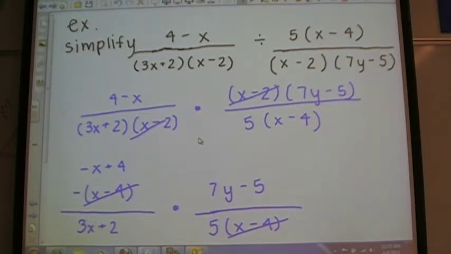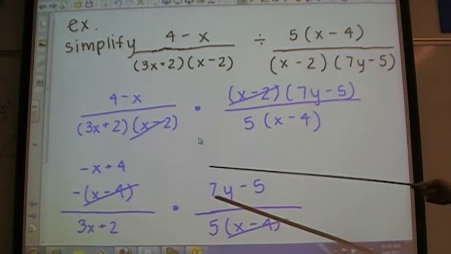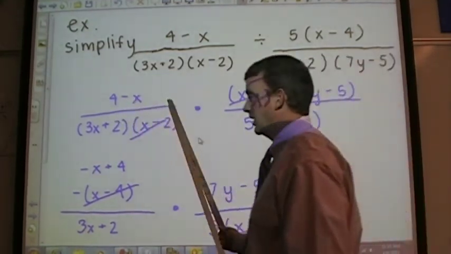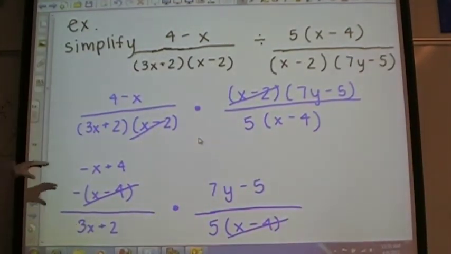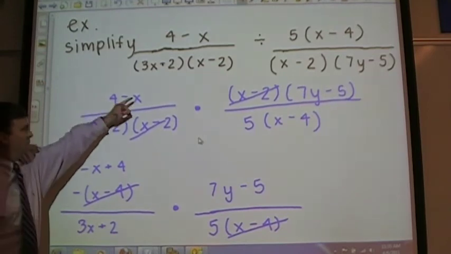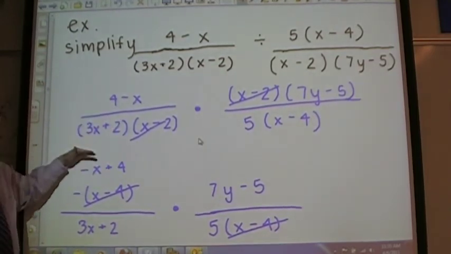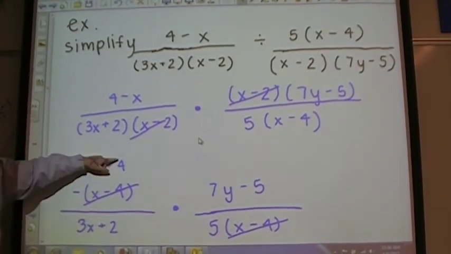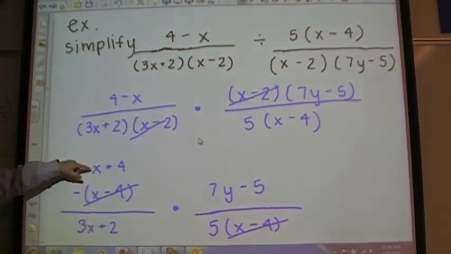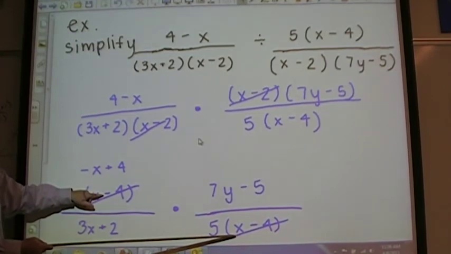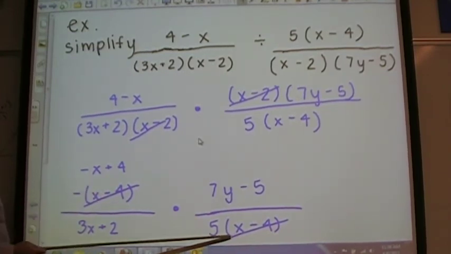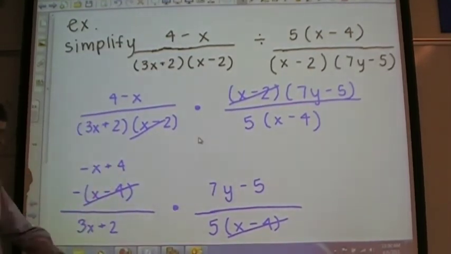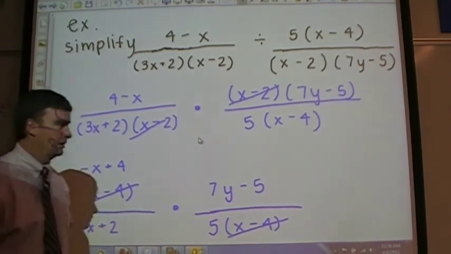To start with, actually, don't divide out 4 minus x and x minus 4. They're not the same. But if I rearrange this, I can get them to be the same. So what I did, I took 4 minus x, and just rewrote it as negative x plus 4. Those are the same, right? Agreed? But this factor is still not the same as this. But if I take a negative out of here, I'm left with negative parentheses x minus 4. Now they can divide out. You see that? So my final answer should be negative 7y minus 5 over 15x plus 10.